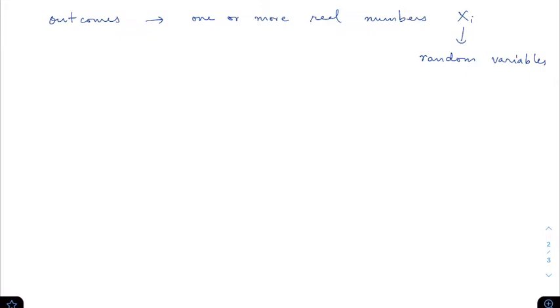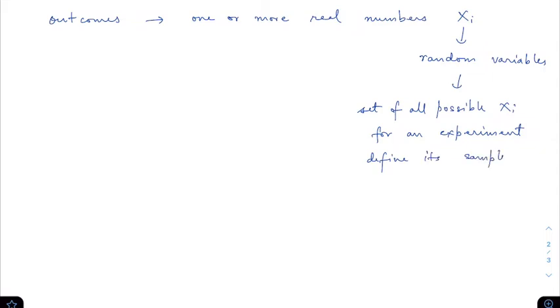Now, the set of all possible values of xi for an experiment define its sample space. And this sample space is similar to what we were discussing earlier, the set of all possible outcomes. So sample space is usually denoted by this capital omega.